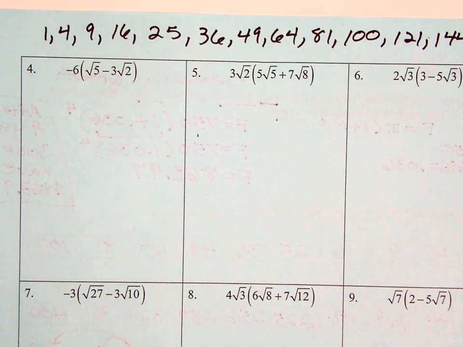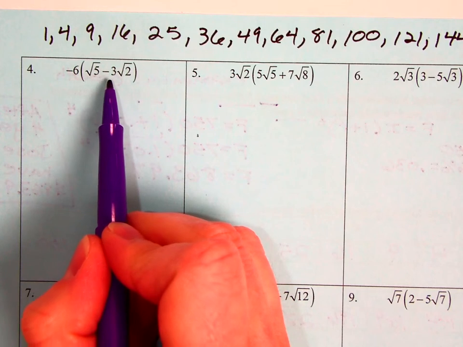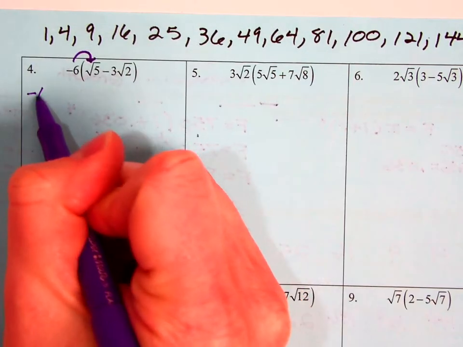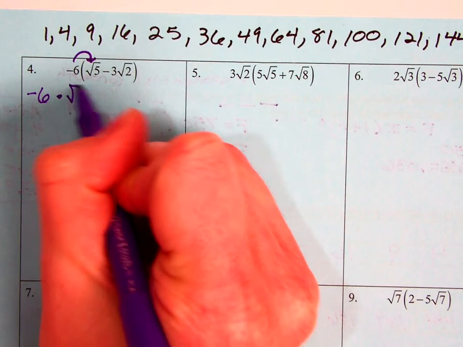All right, so I want to do at least 2 more of these together before I have you try some on your own. So maybe we'll do the whole first row first. So let's look at number 4. So again, our first step would be, we know we need to distribute because there's a minus sign here, right? So I'm going to need to do -6 times the square root of 5.